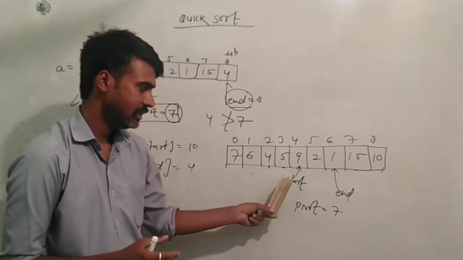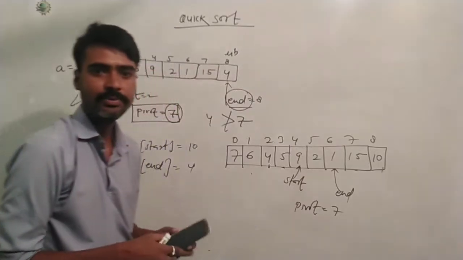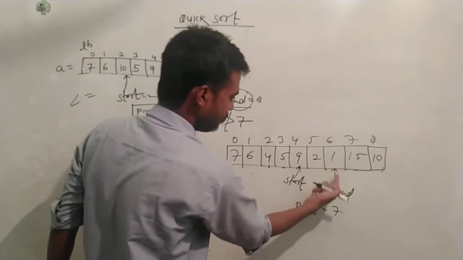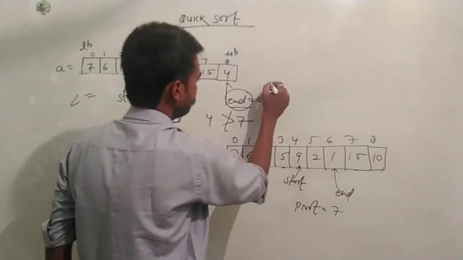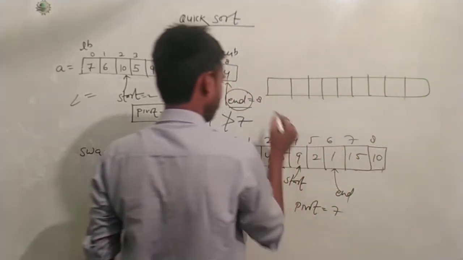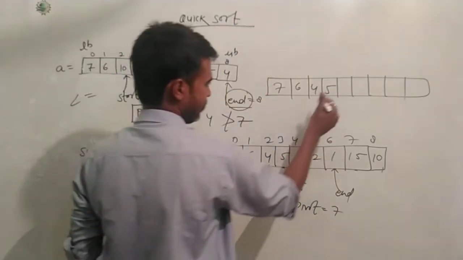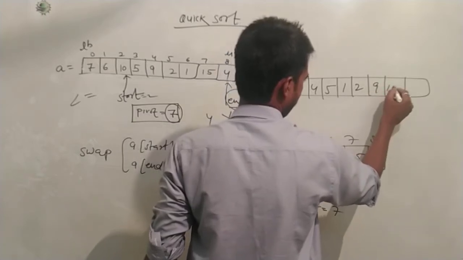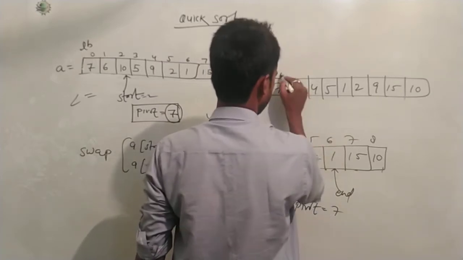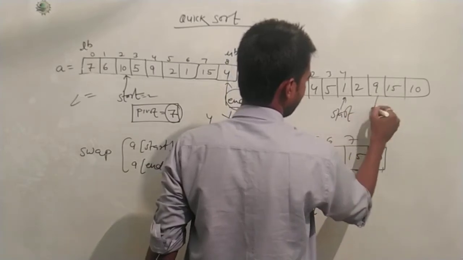So start stops here and end stops here. So we will swap these two values. Now swap this with this. So what will happen? 7, 6, 4, 5. 9 will be replaced with 1. 1, 2, 9, 15 and 10. Value of start is 4. Yes, this is our start and this is our end.